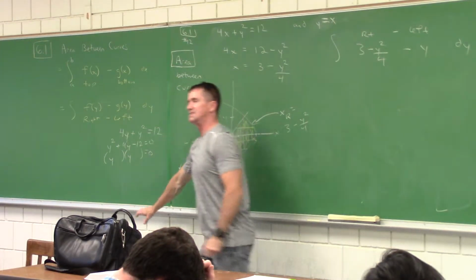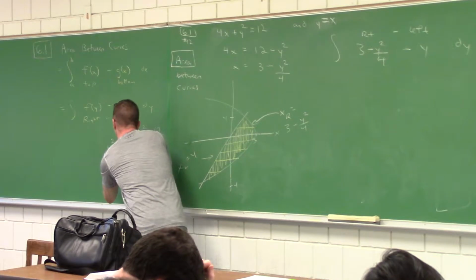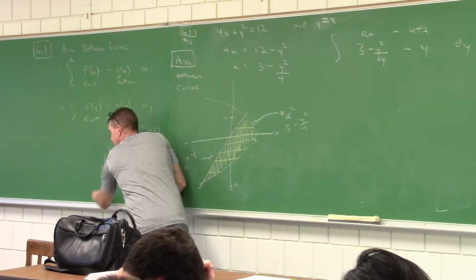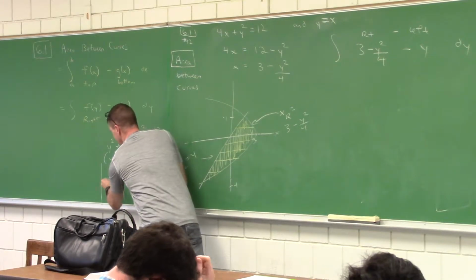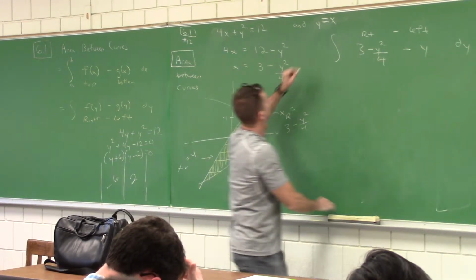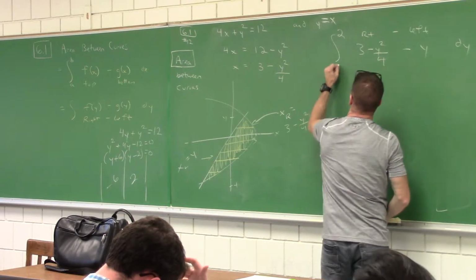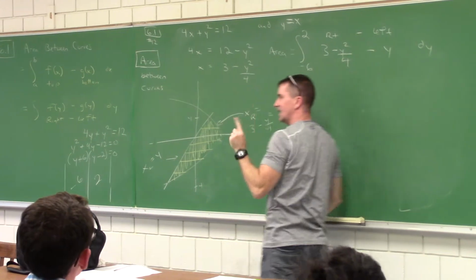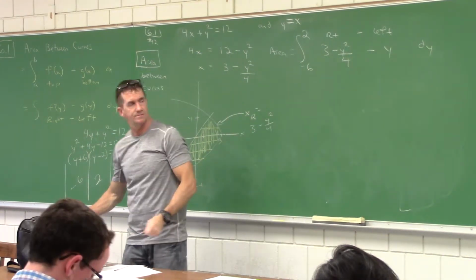That was good. Positive 6 and negative 2. So what are the two y values for my limits of integration? Negative 6 is one of the y's, and the other y? You got it. 2, and this will give us the area. Ta-da! It will be a positive answer too.